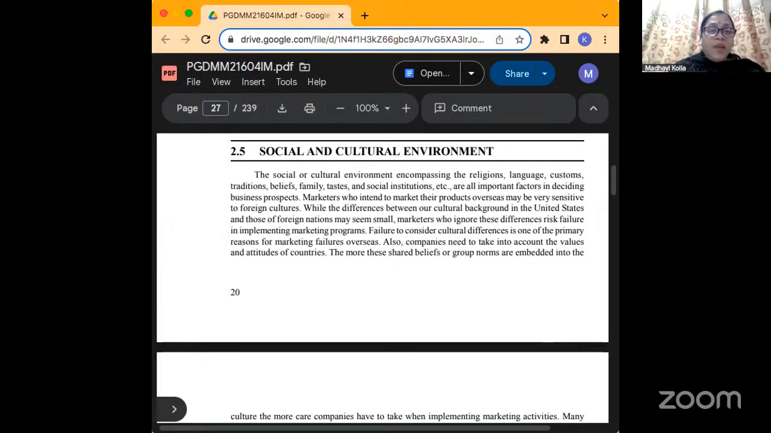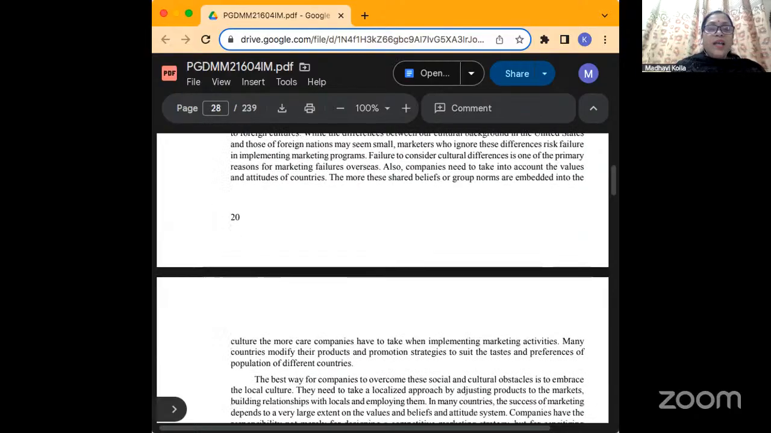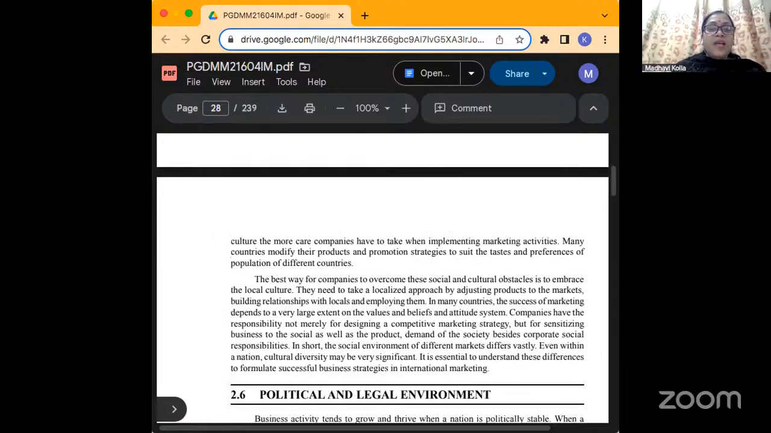Similarly, what is being offered in, say, the Middle East would be very different from what is being offered in Southeast Asia, because the consumers have different social and cultural contexts that come into consideration when they are purchasing a product or service. So, the more there is a shared belief or group norms embedded into the culture, the more the companies are able to take care of their business prospects in the right fashion.